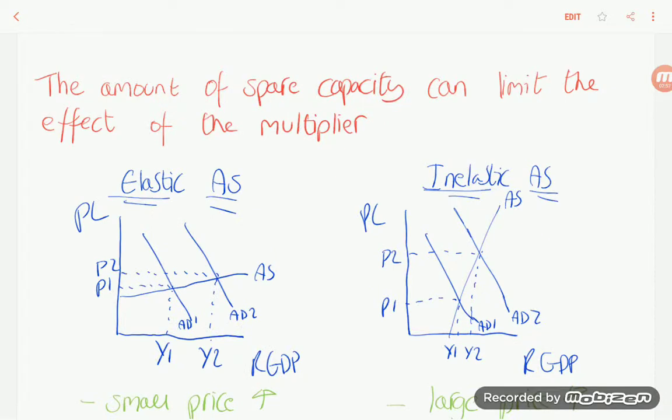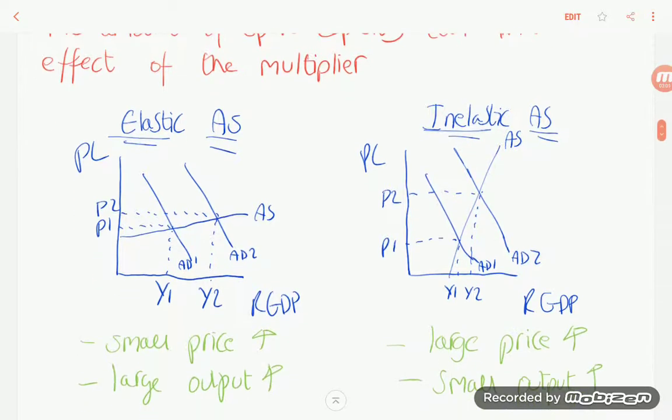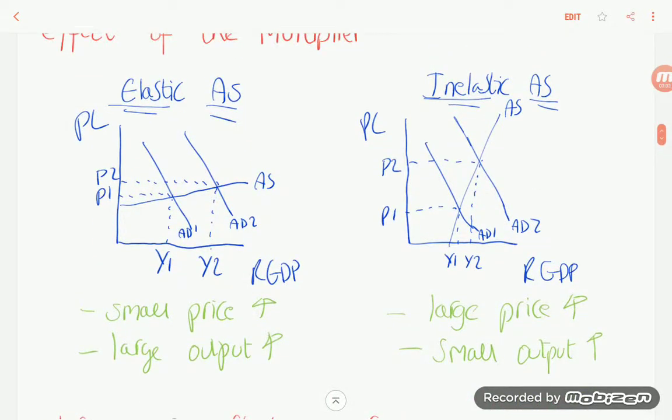The amount of spare capacity can limit the effect of the multiplier. If supply is already struggling to keep up with demand, then the multiplier effect after an increase in AD will probably be quite small. The economy just won't be able to cope with any further large increases in demand. So let's look at the first diagram, the one on the left here, where we've got elastic supply. When aggregate supply is very elastic, there is a lot of spare capacity in the economy. In this case, after initial injection shifts the AD curve, the multiplier can take effect to give a large rise in output.